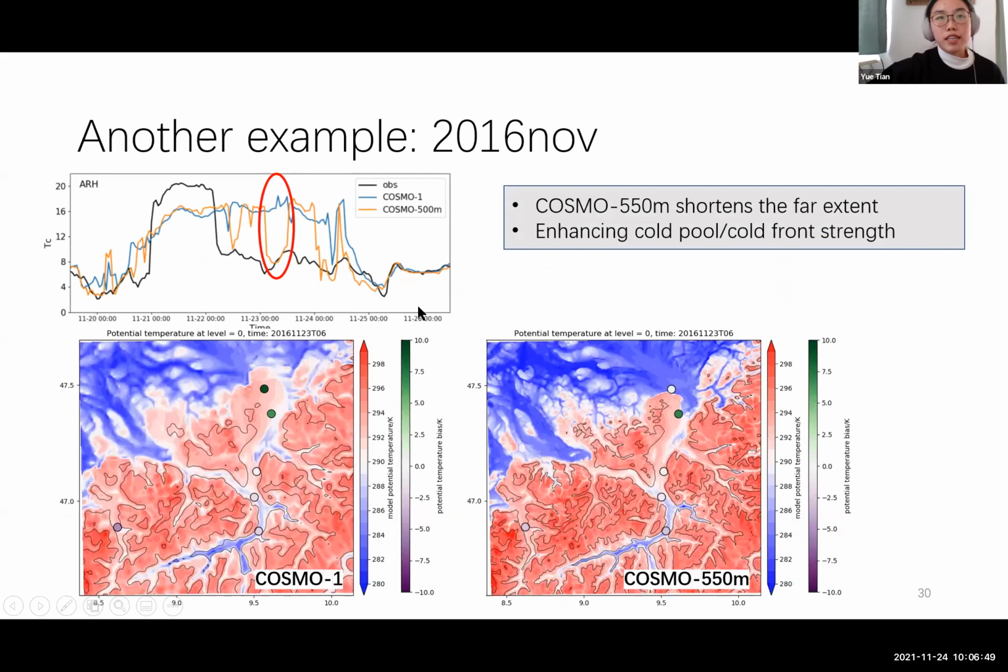Here's another example for the COSMO 500 experiment. We see that at this moment we have a cold pool, and the foehn front is quite far to the north, right here. Therefore we have a very strong cold bias at these two stations. But in the COSMO 1 model, at the same time, the foehn front is shorter, and therefore you see a better result, a smaller bias at the Rhine station.